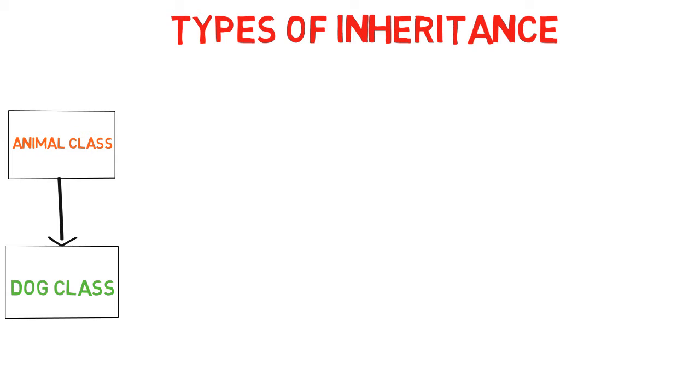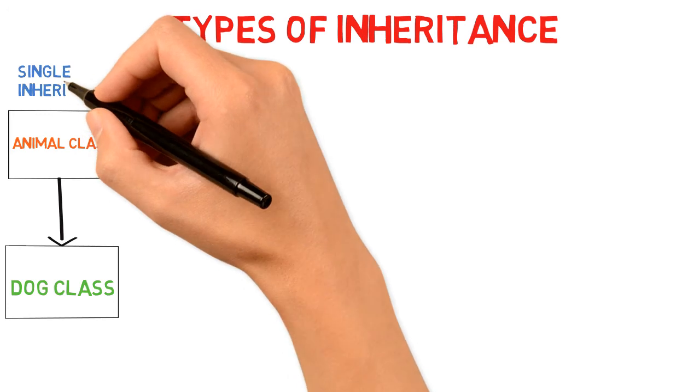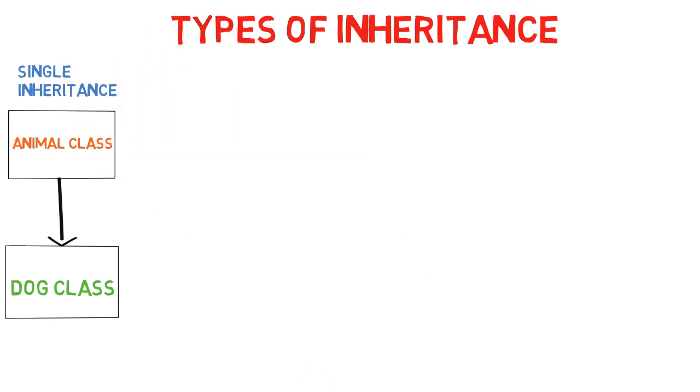Now here, if you see, there is one parent class and one child class. The scenario in which there is one parent and one child extending from that parent is called single inheritance. And this is the simplest type of inheritance.